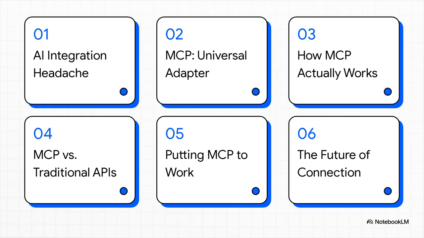Okay, so here's our game plan. First, we'll dig into the problem, what I'm calling the AI integration headache. Then we'll introduce the solution, this thing called the Model Context Protocol, or MCP. We'll pop the hood and see how it works, compare it to what most people use now, check out some real-world examples, and then we'll look ahead to the future.